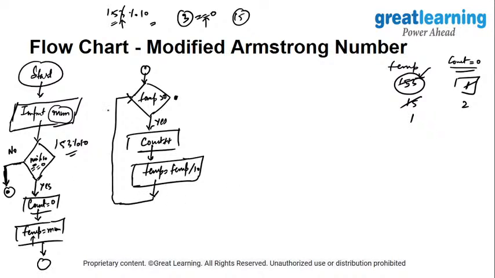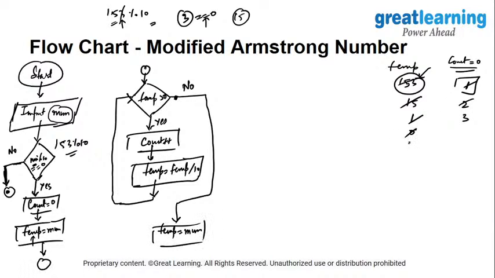Right? So now again, is this temp greater than 0? Yes, it is. So again our count will be 3, and this time around our temp will be 0. So now our temp is not greater than 0. So we will move ahead and go into the no part. This is the no part, and I'm again initializing my temp to num. Now this was 0, and now again this is 153.